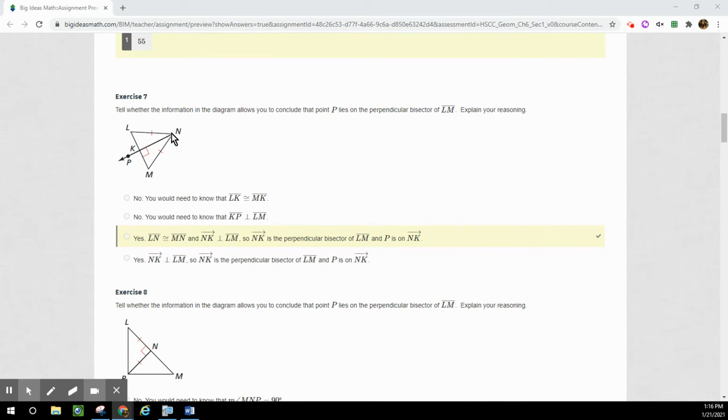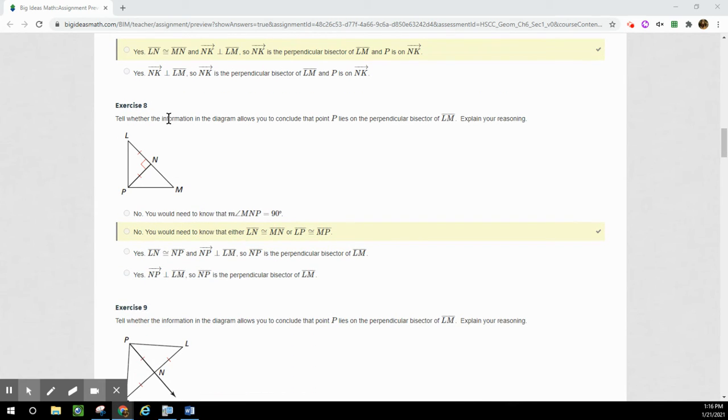Number 7, is this a perpendicular bisector? We see that KN is perpendicular. It goes through N, and LN and MN are equal, so that only happens if LK equals KM, so yes. Is this a perpendicular bisector? Well, we don't know anything about either LP and PM or NM being congruent to LN, so no, we don't know that it's a perpendicular bisector.